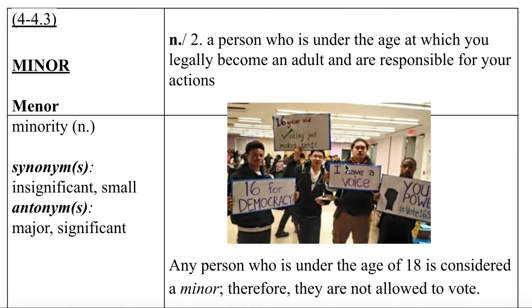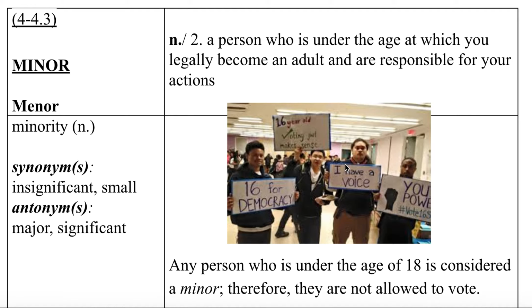And then the second definition, as we said, is a person under the age of 18. Even in the US, it's under the age at which you legally become an adult. And so here it says, any person who is under the age of 18 is considered a minor. Therefore, they are not allowed to vote.